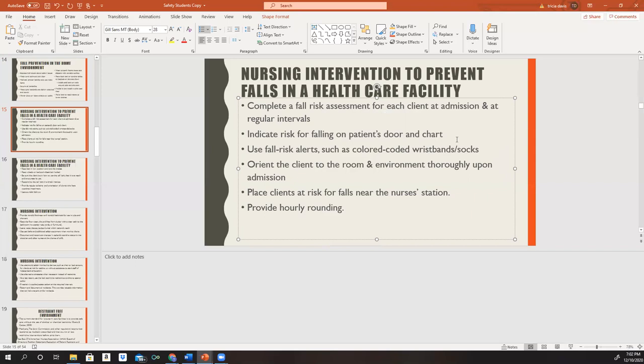You want to use those fall risk alerts, right? We talked about those red bands and those red socks. It's different colors for each facility. My facility has red. Orient the client to the room and the environment when they come in.